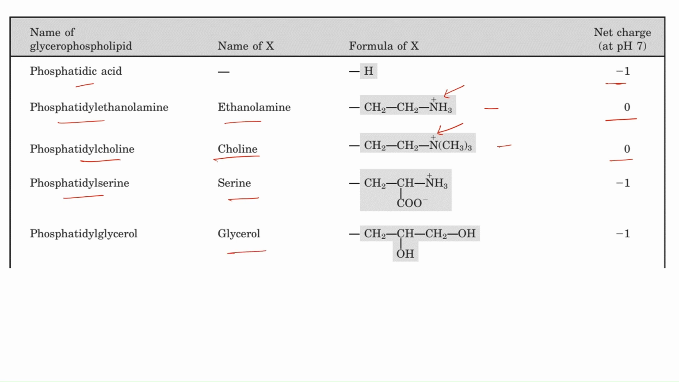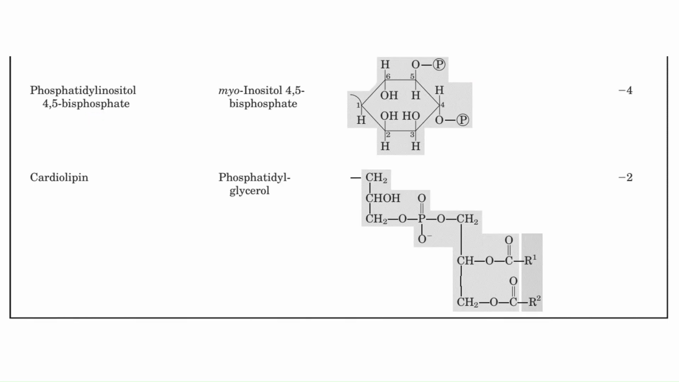Similarly, if glycerol is present, it will be known as phosphatidyl glycerol. Similarly, if myoinositol bisphosphate is present, the name will be phosphatidyl inositol bisphosphate. If phosphatidyl glycerol is present, the name is cardiolipin. So these are the varieties of glycerophospholipids which differ in the X group. The name of the glycerophospholipid will depend upon the type of X group present.